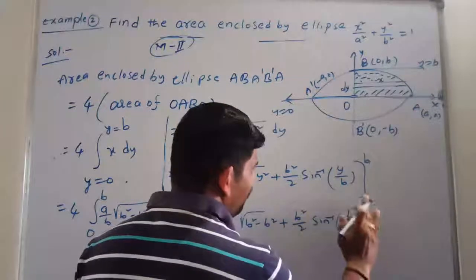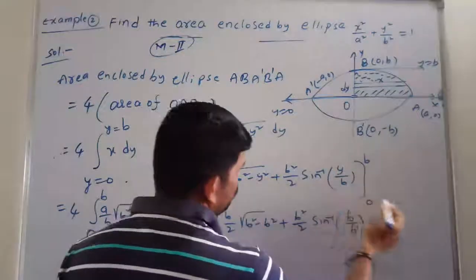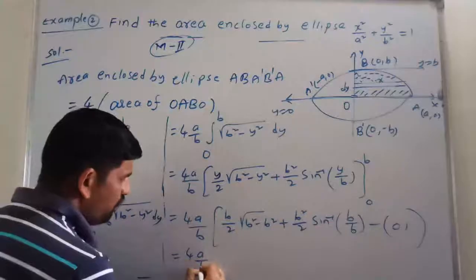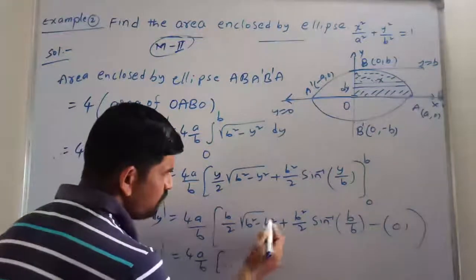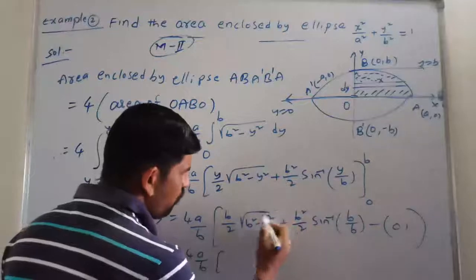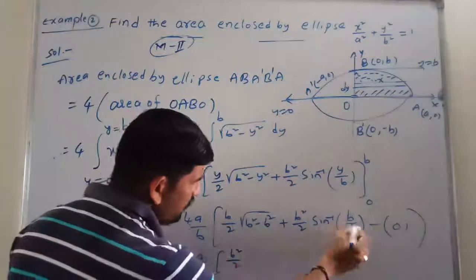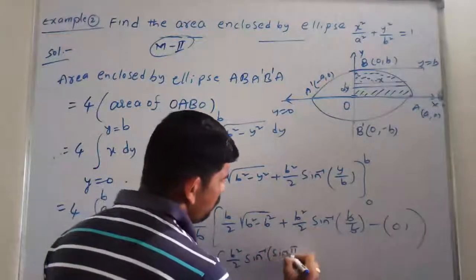Yes, and no need to apply the lower limit, that is finally 0, because this part is 0 and this one is 0. So 4 into a by b, b by, no need to write this again, this total part is 0. Yes, b square minus b square, yes or no, 0. So next one is, b square by 2 gets cancelled. Sin inverse of 1 gives the result pi by 2.